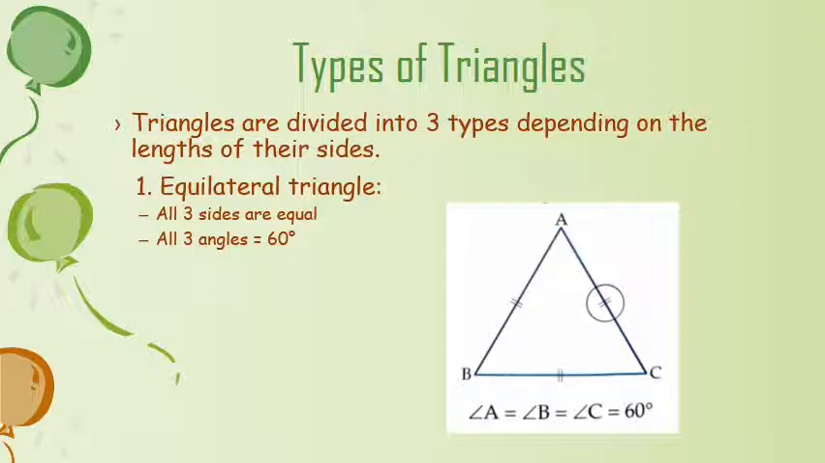And all the three angles, that is angle A, angle B and angle C, are equal to 60 degree. Children, this sign means equal. The sign which you can see on each side of the triangle shows that all the three sides are equal. Okay.